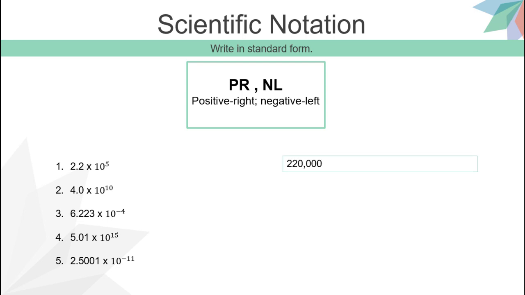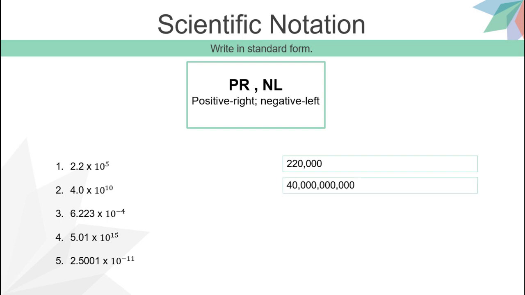So, number 1, you are given 2.2 times 10 to the power of 5. It is positive. The decimal point is in between the two 2s. Since it is a positive exponent, you move the decimal point to the right 5 times, 5 decimal places. Counting from the 2: 1, 2, 3, 4, 5. Then the blank places you fill with 0. That's why it is 220,000.